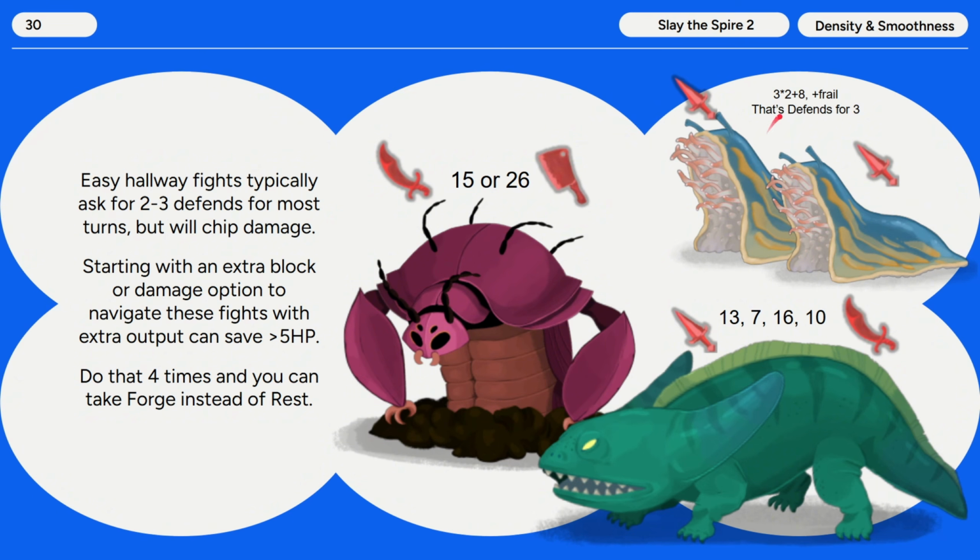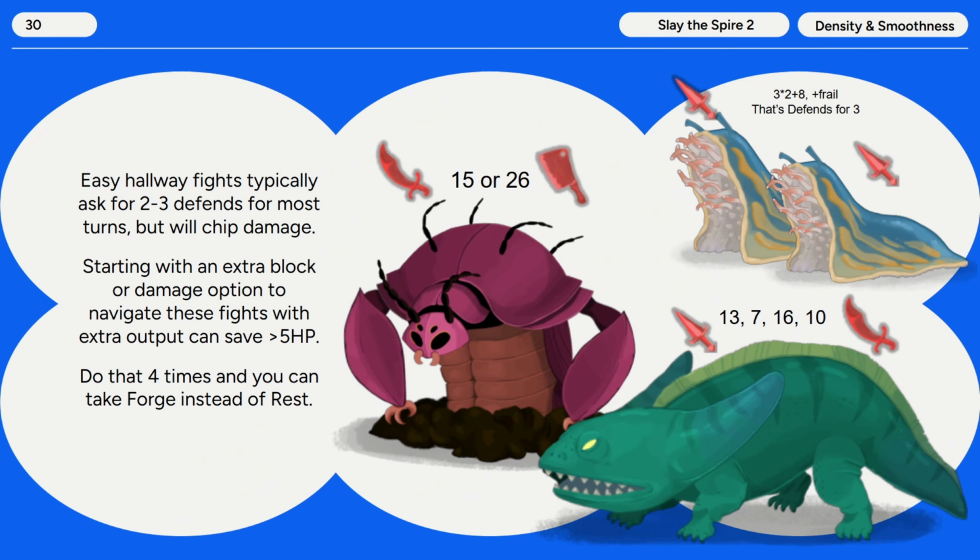The Corpse Slugs attack you for 6 plus 8 with Frail, and your defense can sometimes be only worth 3 when they do it. So Frail decreases the quality of your defend in that circumstance, and you end up needing to produce almost 5 defense worth of block from a hallway fight because of the Frail. Starting with, like from Neow, an extra block or damage option to navigate these fights can save over 5 HP in all of these floors, and you do that 4 times and all of a sudden you can take a Forge instead of a Rest, and then your deck gets better.